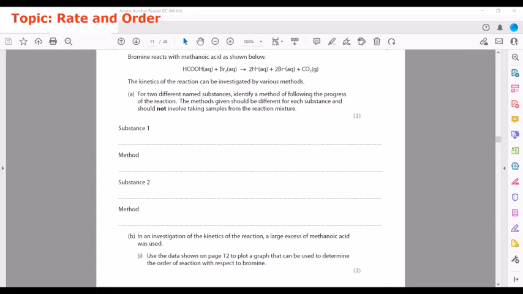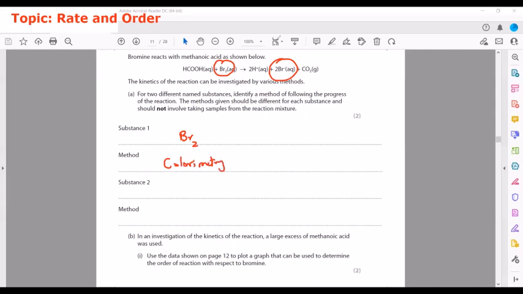So as you can see here, first we have a bromine molecule and then we have a bromide ion. The bromine molecule, aqueous bromine, is orange in color, but the bromide ion is colorless. So the first technique we can use is a colorimeter. And the colorimeter will work with a reagent. So the substance is bromine and the technique will be colorimetry.